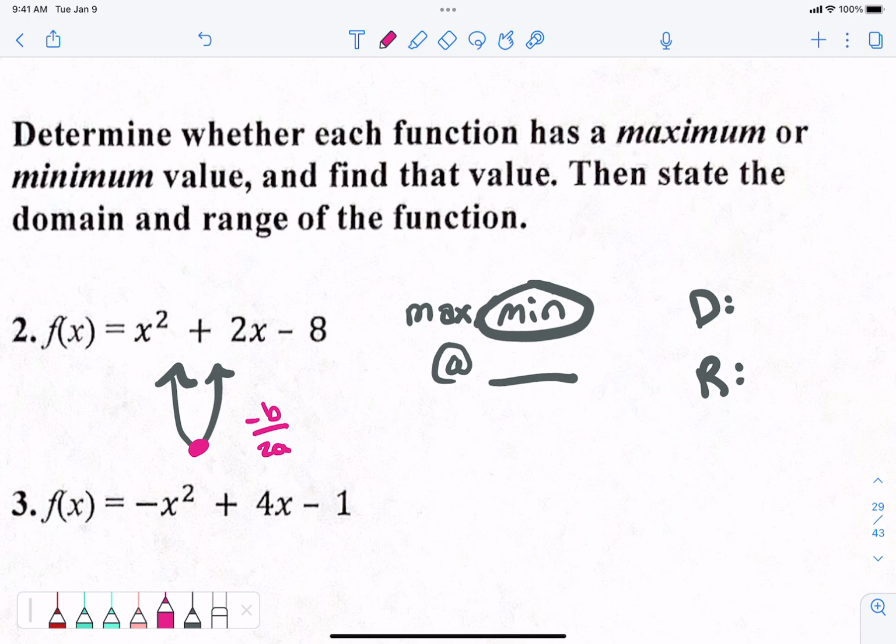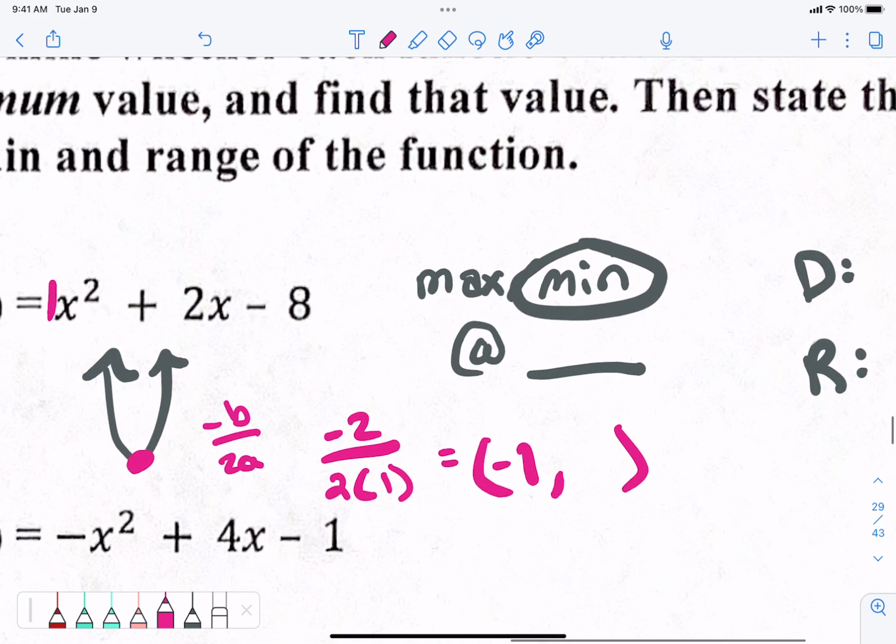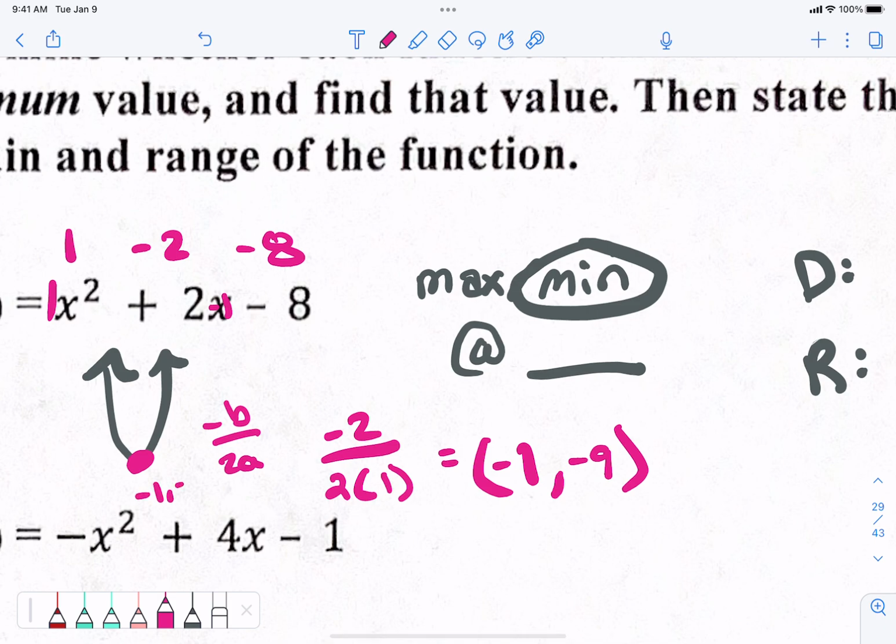Negative b is negative 2 over 2 times a, which is 1. Negative 2 over 2 is negative 1, comma something. All right, here we go. Negative 1 squared is 1. 2 times negative 1 is negative 2, minus 8. 1 minus 2 minus 8 is negative 9. Perfect. So this dot right here is negative 1, negative 9.